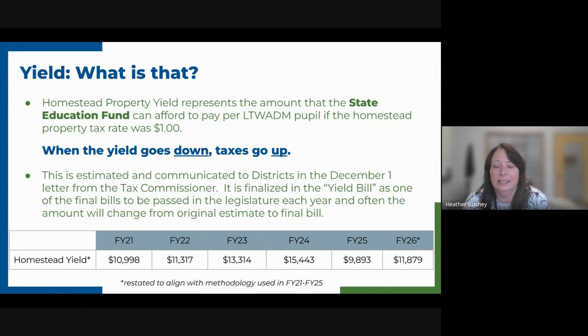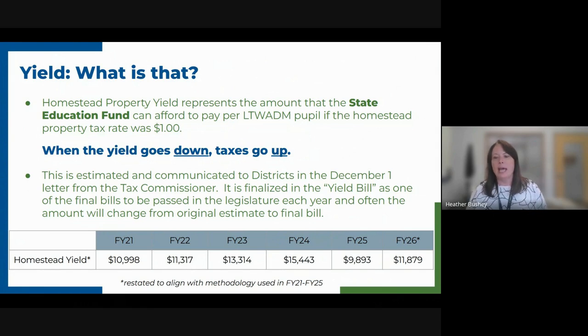So the yield, what in the world is the yield? I read this statement probably 100 times, and I have to read it really slow to get my head around it. So I'm going to try and just read it slow, and we can process it as I'm saying it. So the property yield is essentially what the state education fund could afford to pay per pupil if the homestead property tax rate was $1.